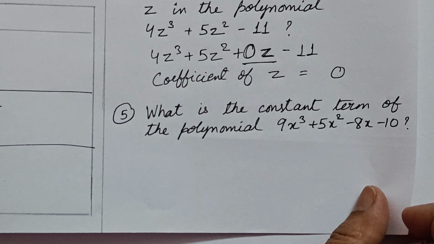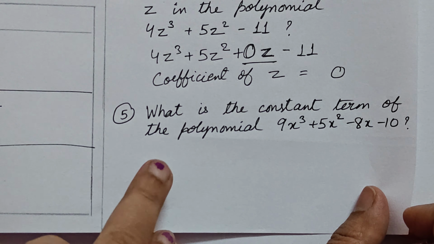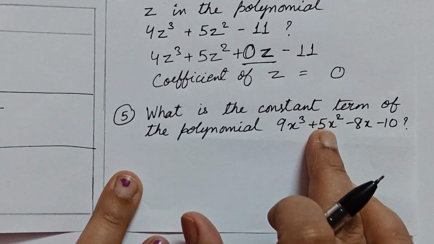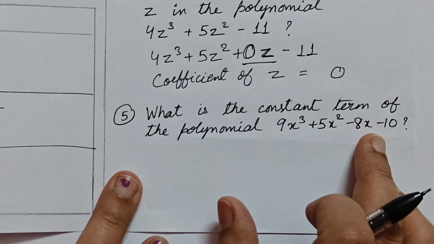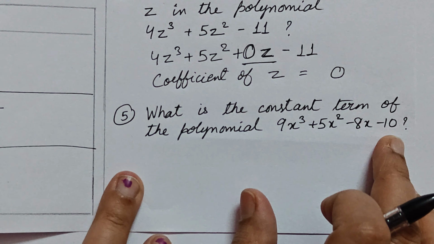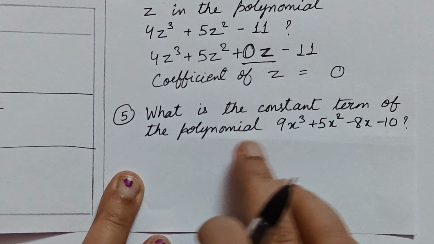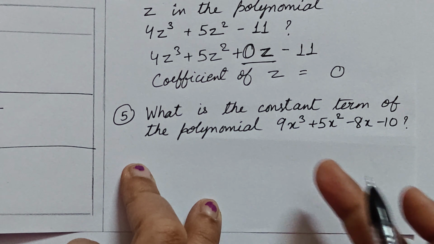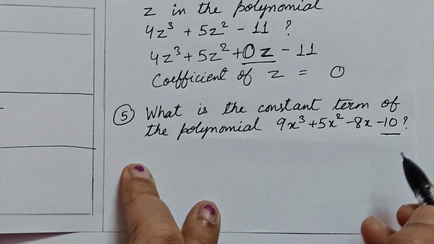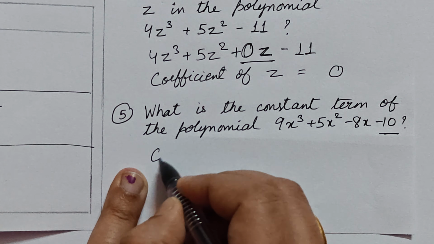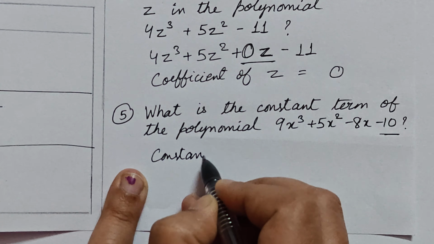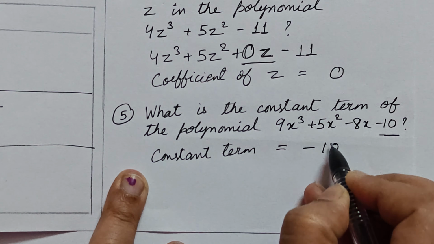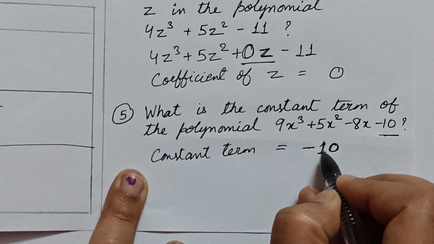Next question. What is the constant term of the polynomial 9x cubed plus 5x square minus 8x minus 10? Constant term means that which contains no variable. Here no variable means this. So simply what is the constant term here? What is the constant term here? It is minus 10. Do not miss the sign.